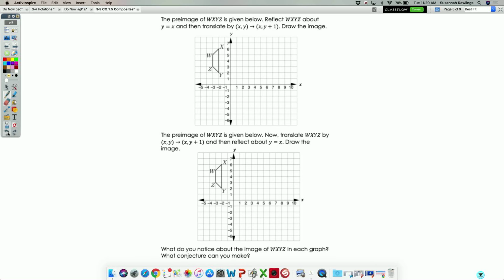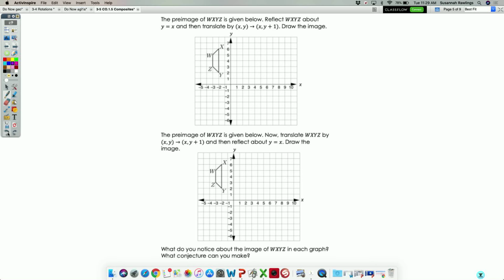All right. So looking at our top one, I'm just writing as small as possible, because we're going to need all this room up top. It says the pre-image W, X, Y, Z is given below. We're going to reflect it across, I like to say across y equals x, and then translate it with that coordinate rule, and it says to draw the image.